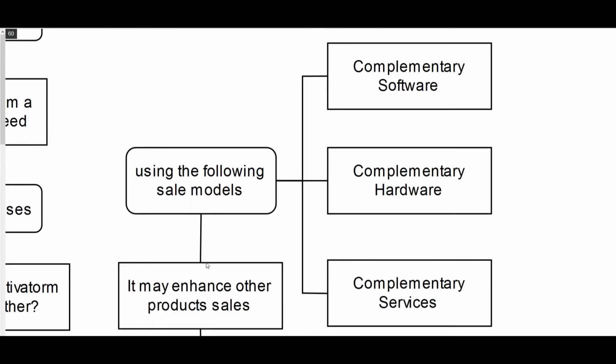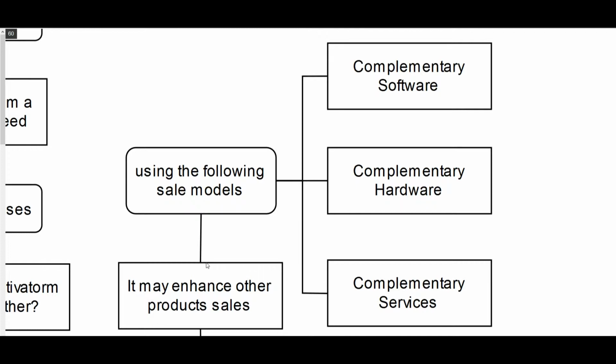Complementary software. This means that by promoting free open software, you can sell a commercial software because they are complementary to each other. The same can go for complementary hardware. You may sell your own hardware because you are promoting a free open software that works well with that hardware.